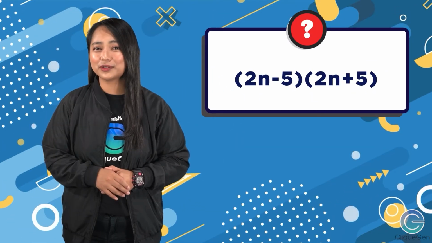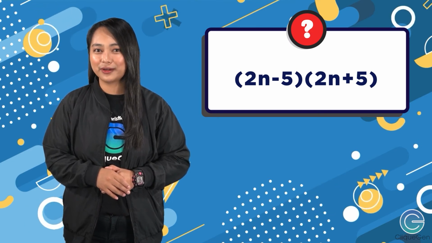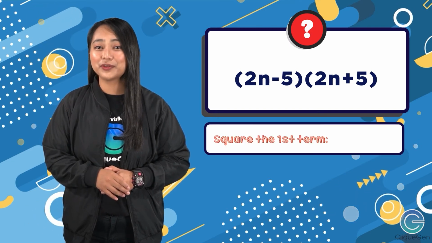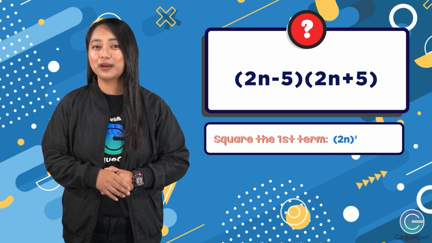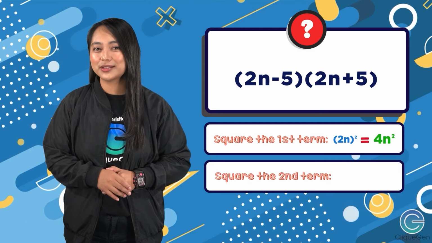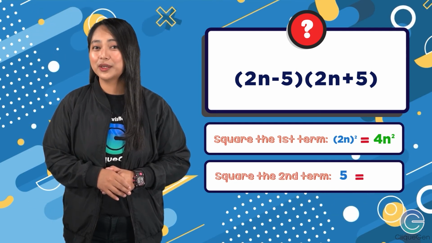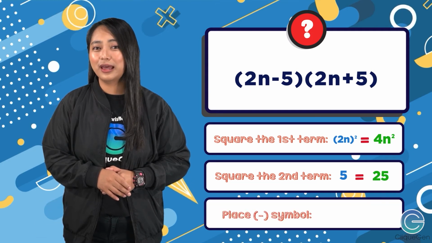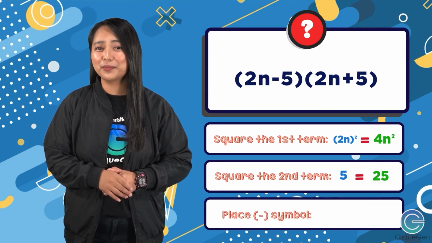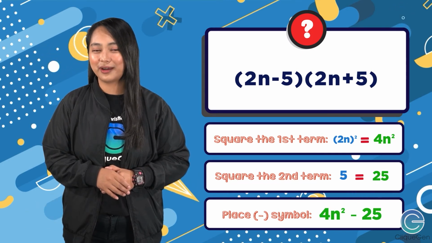First, find the product of the quantity 2n minus 5 times the quantity 2n plus 5. Our first step is to square the first term, and that is 2n raised to 2, which is equal to 4n squared. Our step 2 is to square the second term, 5, and that gives us 25. And last, place a subtraction symbol in the middle, and that gives us 4n squared minus 25.